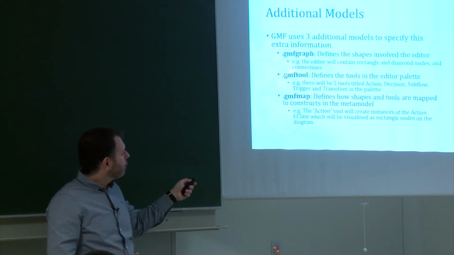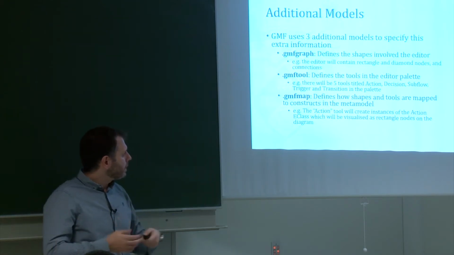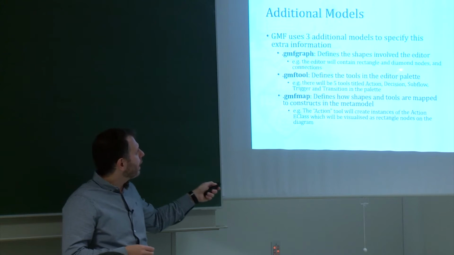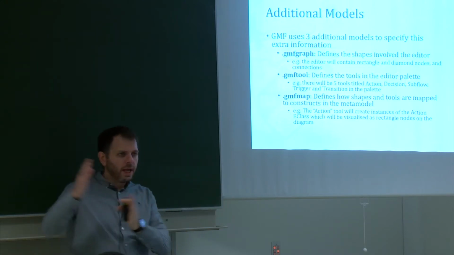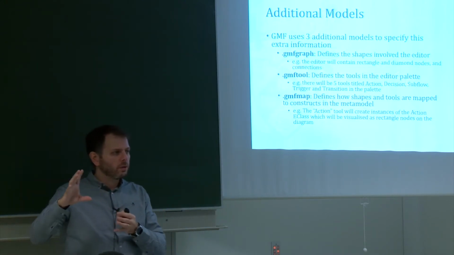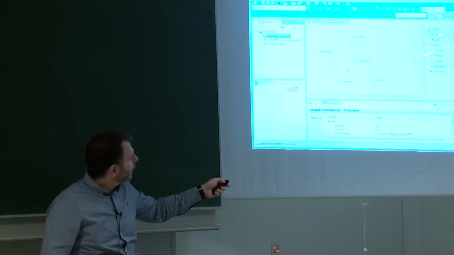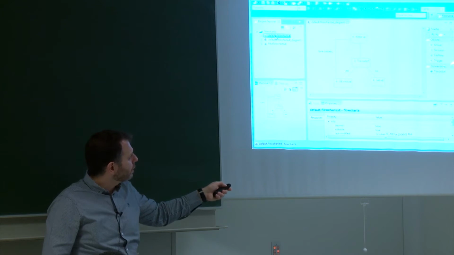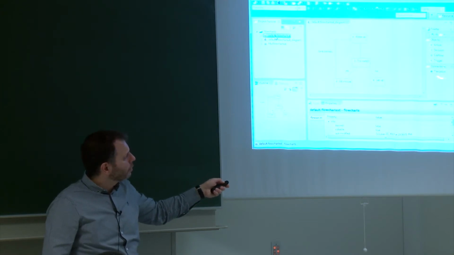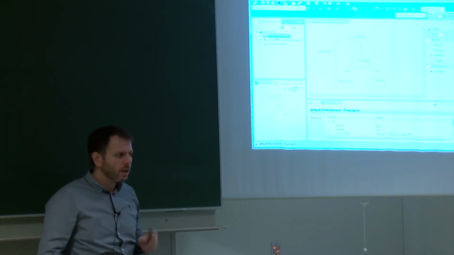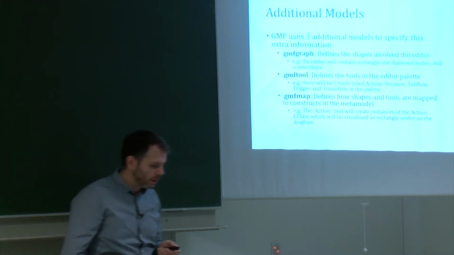Now, the GMF tool model, that's the second model that complements our meta model, and here's where we define the tools for the editor palette. So this is where we define what tools we will see in our editor palette, like action, decision, subflow, trigger, etc., but also how they will be grouped in folders, right? So this is quite a simple model.